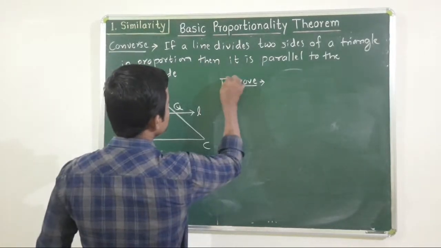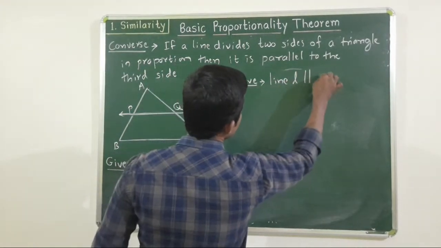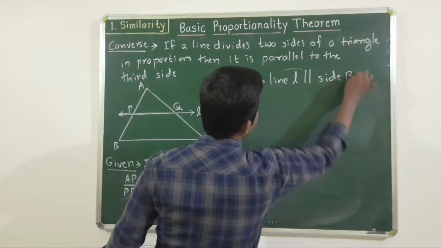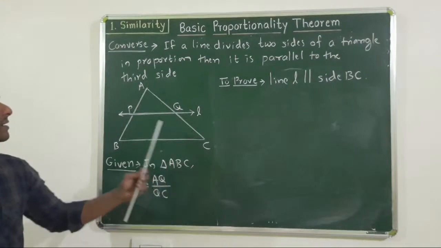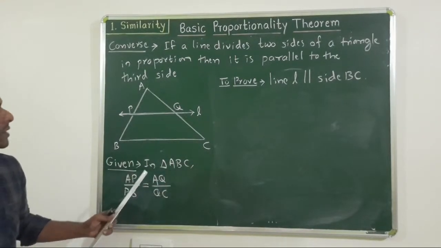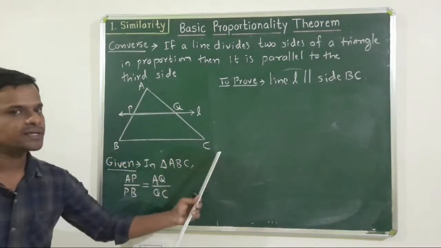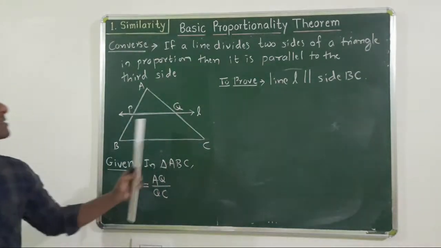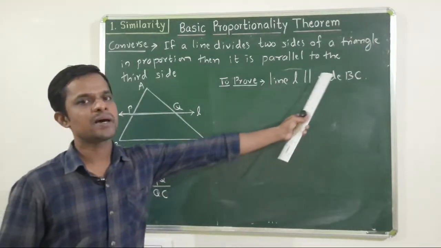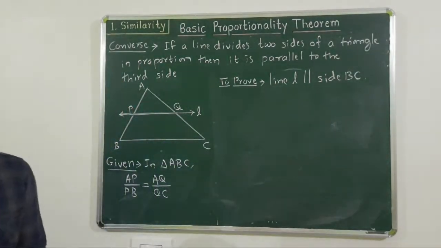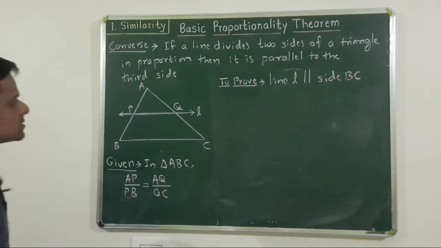To prove: line L is parallel to side BC, the third side of the triangle. See once again the converse: if a line divides any two sides of a triangle in the same proportion, then that line is parallel to the third side. The first two sides we have taken as AB and AC, therefore the third side will obviously be BC. If these ratios are the same, then that line is parallel to the third side. This is about the converse. Now we'll move towards examples on BPT and its converse.